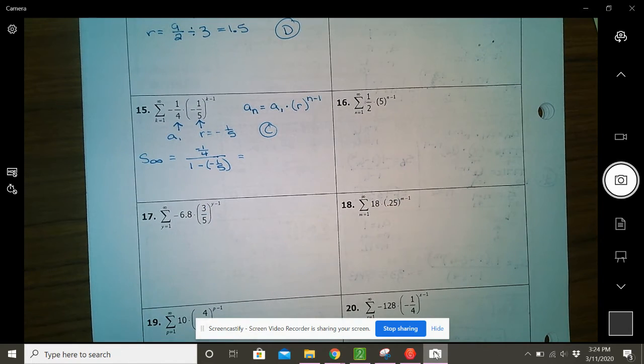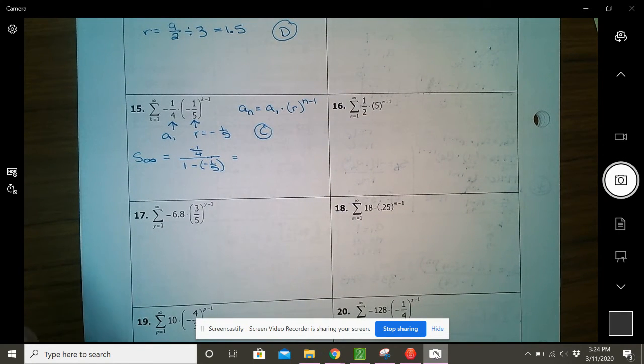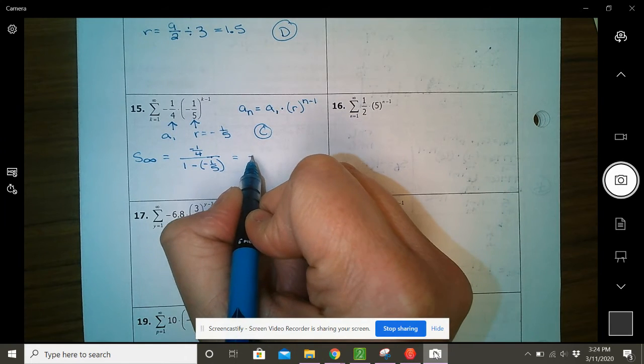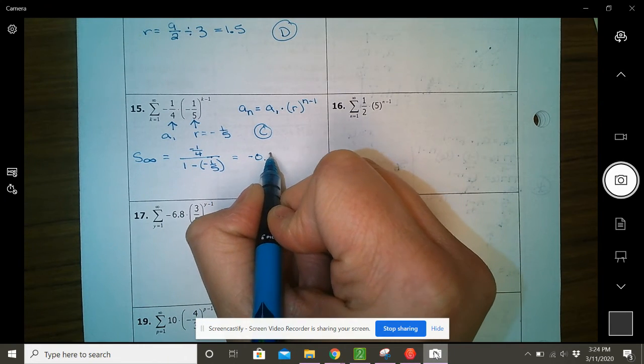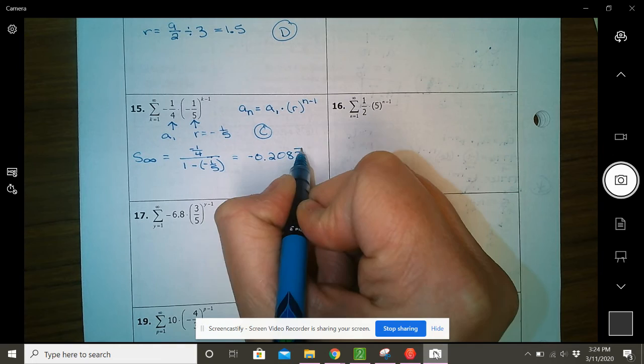Okay, be very careful when you're plugging that in. I know I keep saying that, but I don't want the plug-in to be why you may get one of these wrong. And you should get a sum of negative 0.2083 repeating.